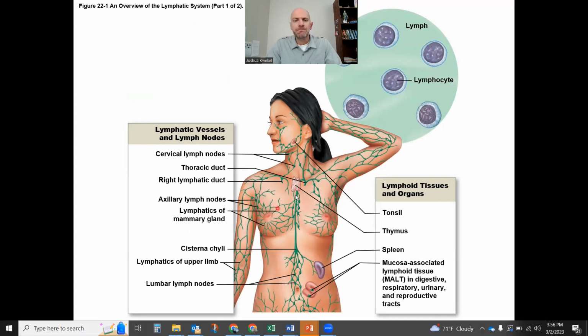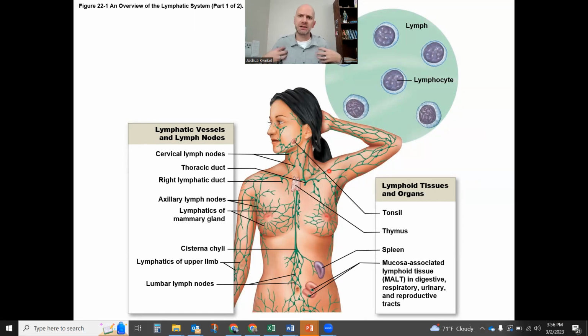So let's review some of the anatomy here. In green, of course, are the lymphatic vessels. And you can see little dots along the way. Those would be lymph nodes. There are collections of lymph nodes in the places where our limbs attach to the body, in the groin and in the armpit.